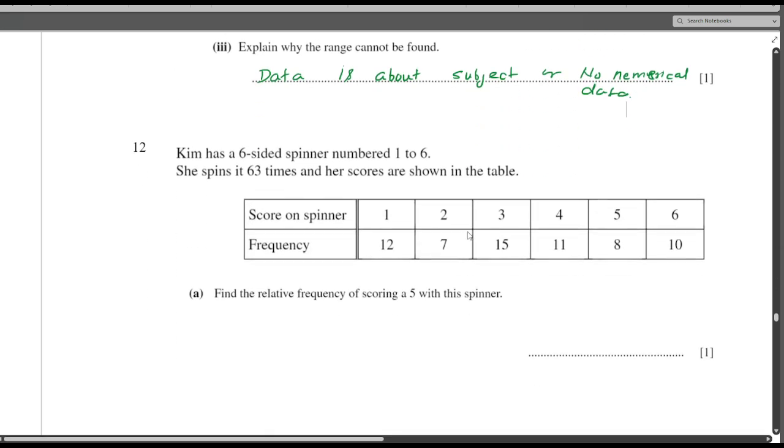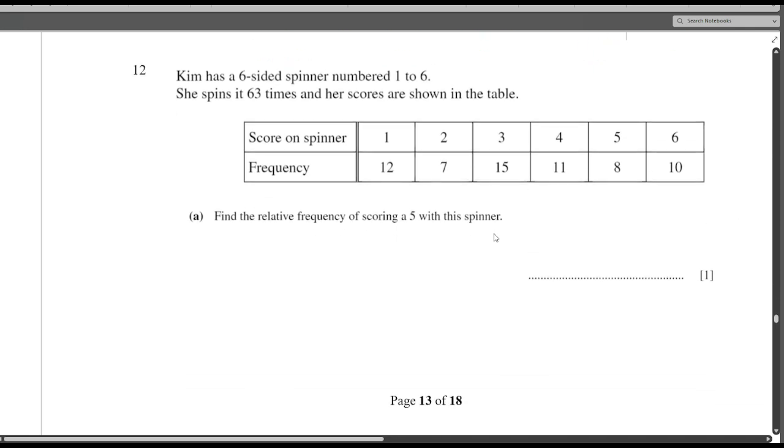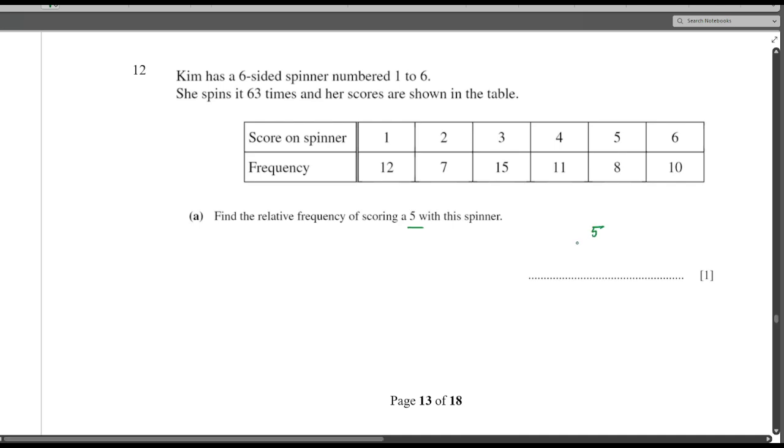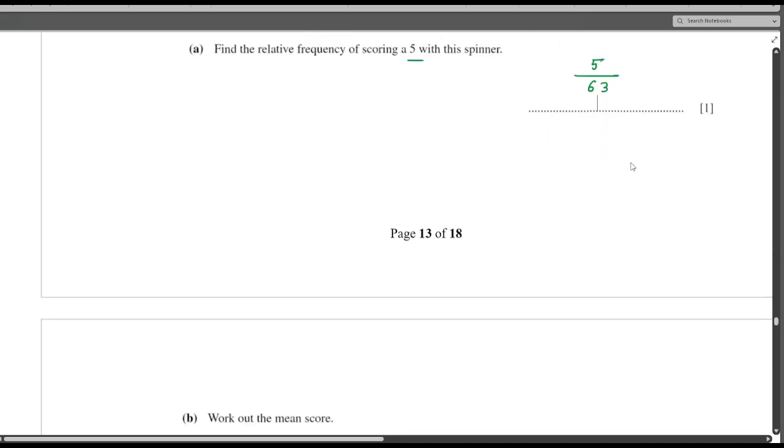12th question. Kim has a 6-sided spinner numbered 1 to 6. She spins it 63 times and her scores are shown in the table. Find the relative frequency of scoring a 5 with this spinner. Now relative frequency means how many times you got 5, divided by total how many times you spin. It is given that you spin 63 times, so it is 5 divided by 63.